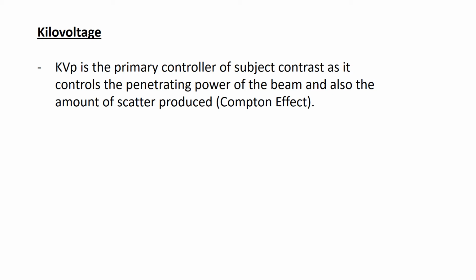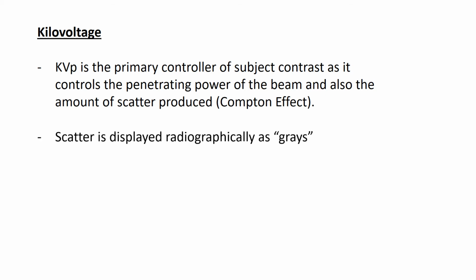It also influences the amount of scatter produced. What I need you to put into your brain is that the higher the kilovoltage, the more scatter, which is now going in a more forward direction, interacts with the image receptor. So high kVp, more scatter. Put that in your brain. High kVp, more scatter. And scatter is displayed radiographically as grays. So we want to keep those two things in mind.